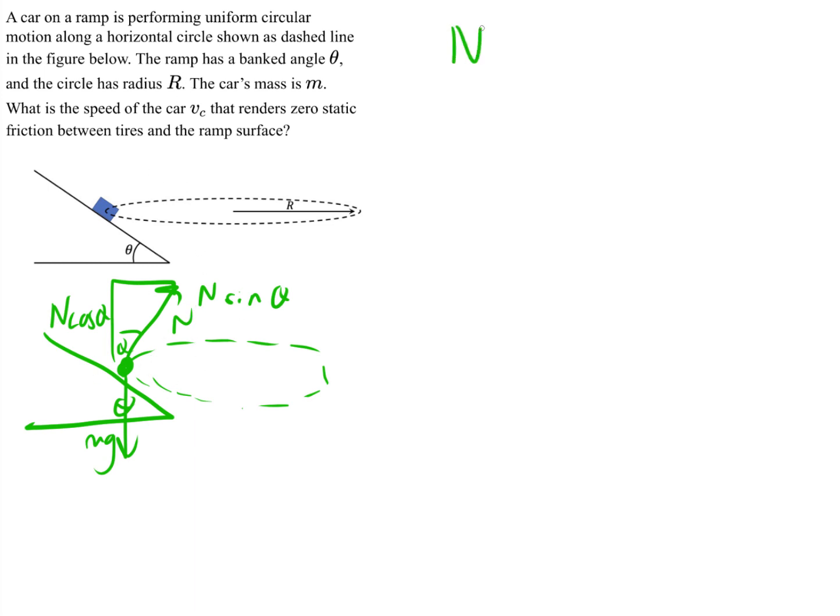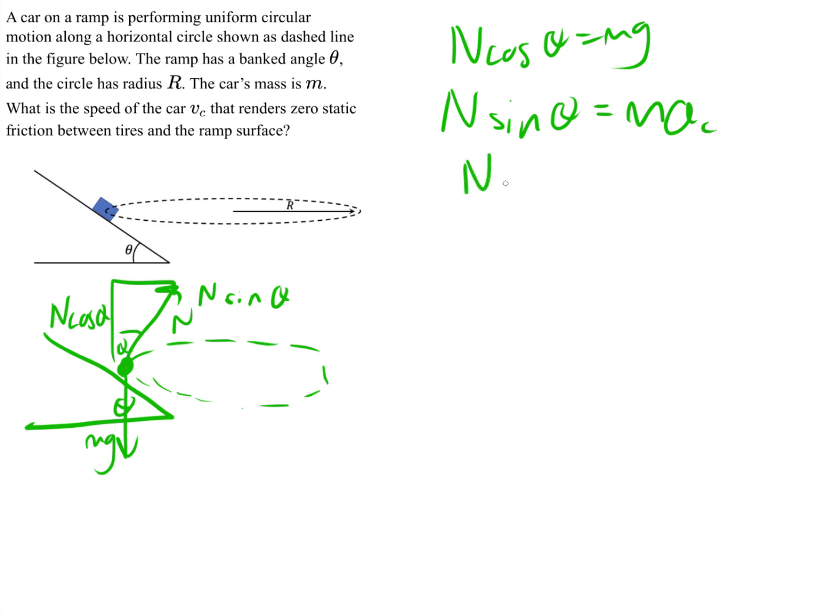So the vertical component of the normal force is going to balance out with gravity. Since it's performing uniform circular motion, it's not going to need any static friction to support it. And the horizontal component of the normal force is going to be the centripetal force. It is what's going to be keeping the car moving in a circle.